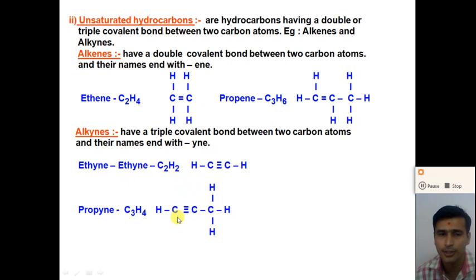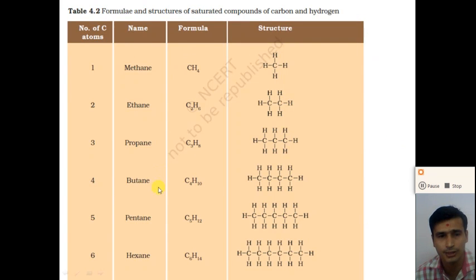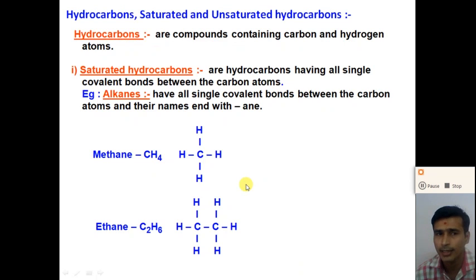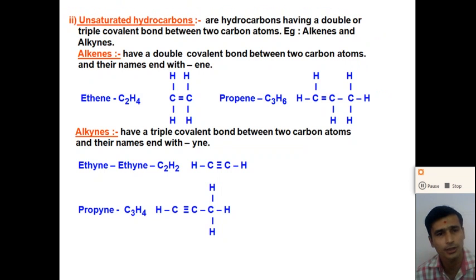Similarly, if you consider the 3 carbon atoms C, C and C, and the first and second carbon atoms join with a triple covalent bond, and the other carbon atom joins with hydrogen, it is C3H4, propyne. Similarly, you can form structures like propane, butane, pentane, hexane, right? These are all alkanes, alkenes and alkynes. You can draw the structure, right?